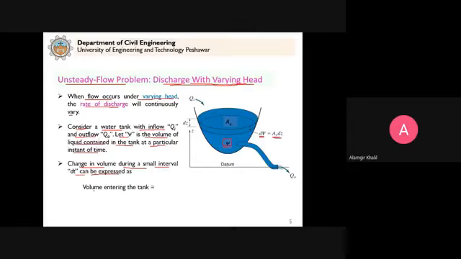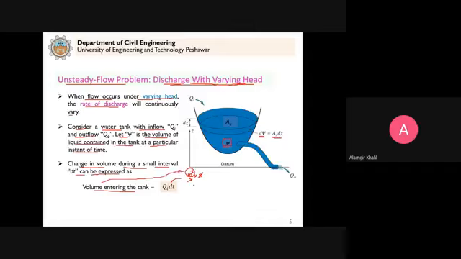You can see that the volume entering the tank is given by Qi into dt. You can see how it is a volume, because Q is in cubic meter per second and dt is in seconds. So seconds and seconds cancel and we are left with the units of volume.